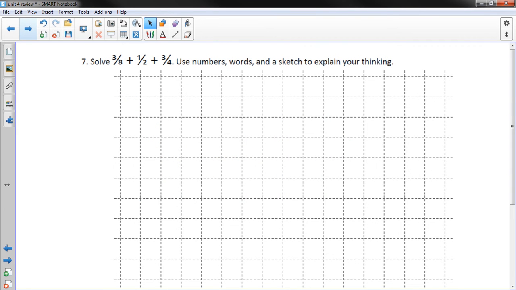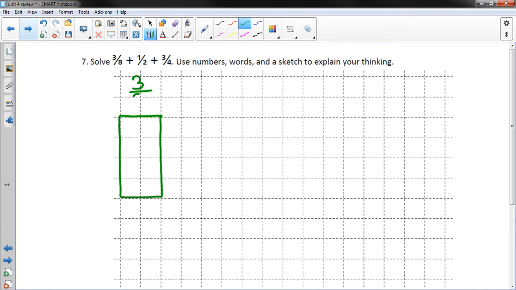Problem 7. Solve 3/8 plus half plus 3/4. Okay, so we're adding. And the important thing is, right here, that number 8, my egg cartons or my rectangles have to be made up of 8 equal pieces or sections. You can't use an egg carton of 12. So this will be my 3/8. 3/8 would have 3 eggs.